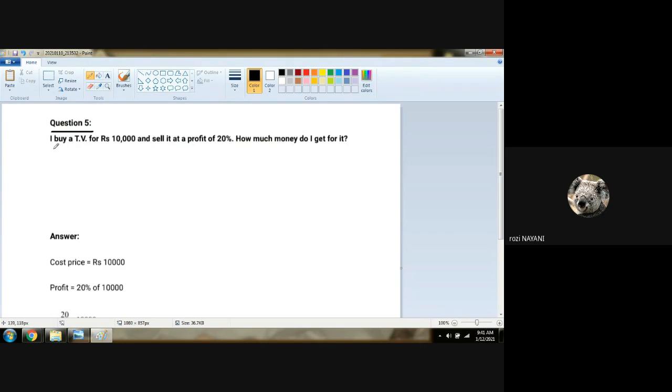Question number 5. I buy a TV for rupees 10,000 and sell it at a profit of 20%. How much money do I get for it? Very easy question. Are you getting it?